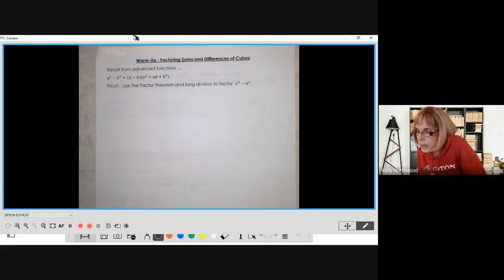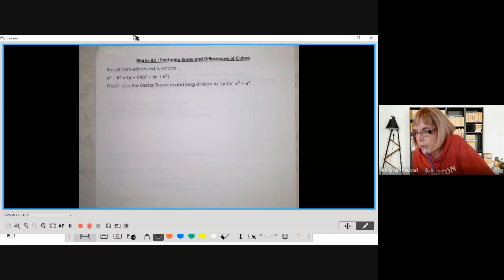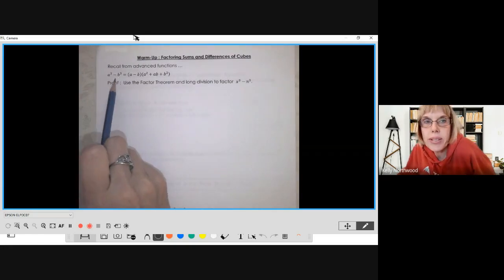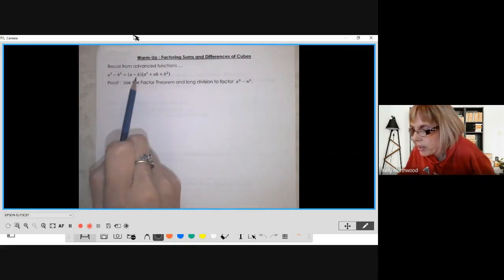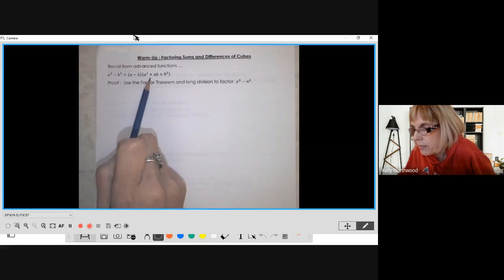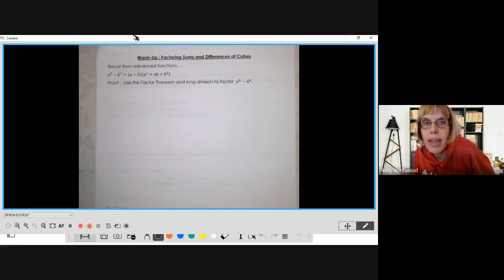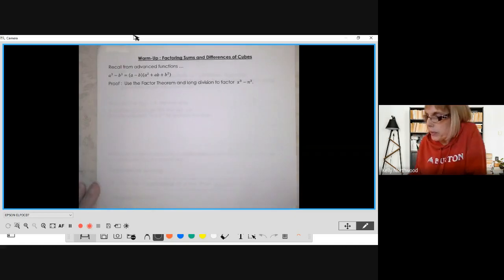Okay, does everyone have the warm-up, factoring sums and difference of cubes? I have it. Okay, so I don't know if Mr. Zellweger was able to fit this into advanced functions this year or not, but you can prove that a difference of cubes factors: a cubed minus b cubed factors to give you a minus b times a squared plus a times b plus b squared. The proof of it uses the factor theorem. So I'll walk you through that proof.